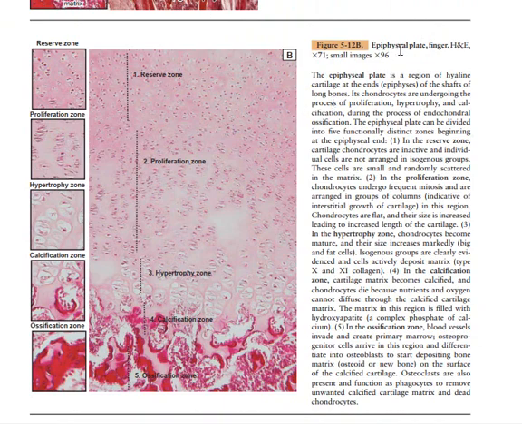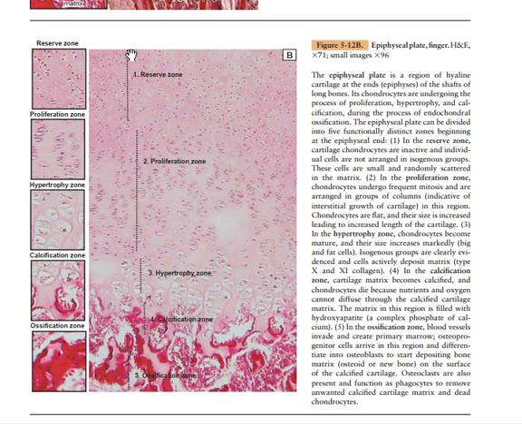Now we have the epiphyseal plate. You need to know that there are different zones of growth in the epiphyseal plate. The first zone is the reserve zone. The second is the proliferation zone. The third is the hypertrophy zone. The fourth is the calcification zone, and the fifth is the ossification zone. So those are the zones of the epiphyseal plate.